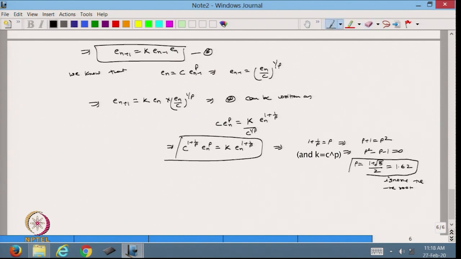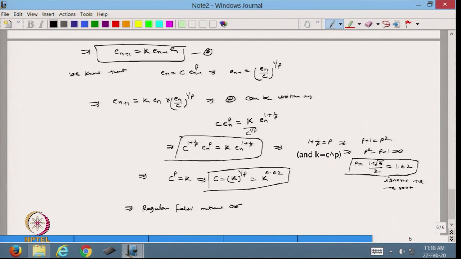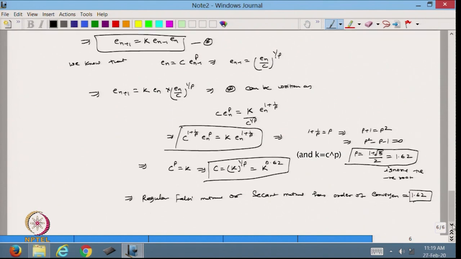Okay, so that is the order of convergence, and based on this we can also have C power P is equal to K, because P is equal to 1 plus 1 by P, so that is C power P is equal to K. So from here C is equal to K power 1 by P, and that value is coming 0.62, so that is the value of C we can calculate. So based on this one I can say that the Regula-Falsi method or Secant method has order of convergence equal to 1.62. So it is more than the linear convergence but less than the quadratic convergence. So it is an in-between convergence we can have. That is the order of convergence we get for the Regula-Falsi method.